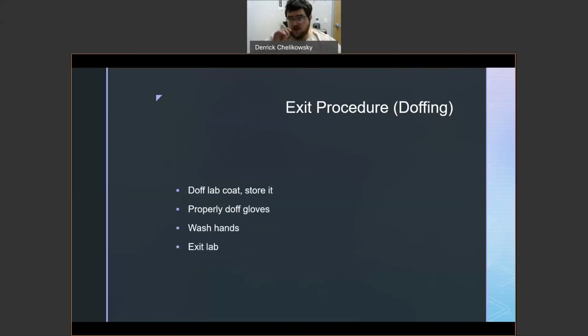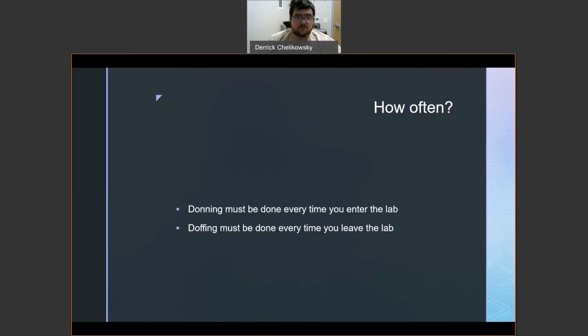When you're leaving or you're doffing your equipment, you want to doff your lab coat and store it, properly doff your gloves, wash your hands, and then exit the lab through the designated exit area. You need to don your equipment every time you enter the lab. You need to doff your equipment every time you leave the lab. Your equipment stays in the lab.